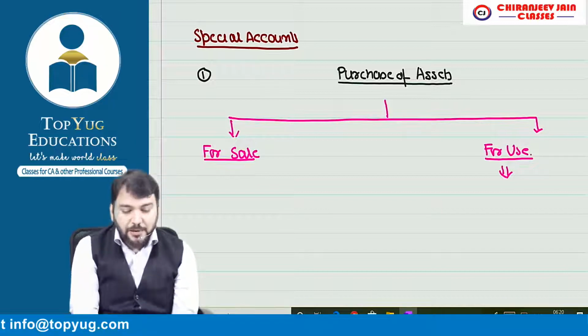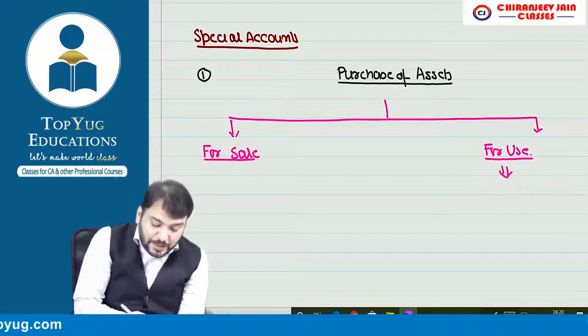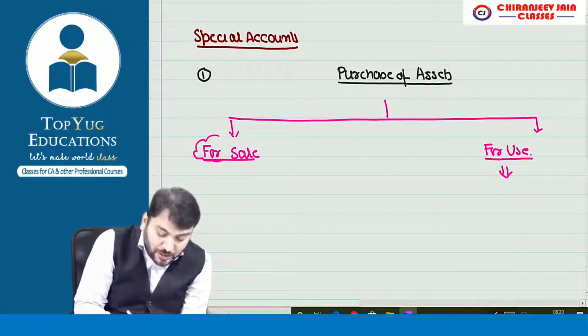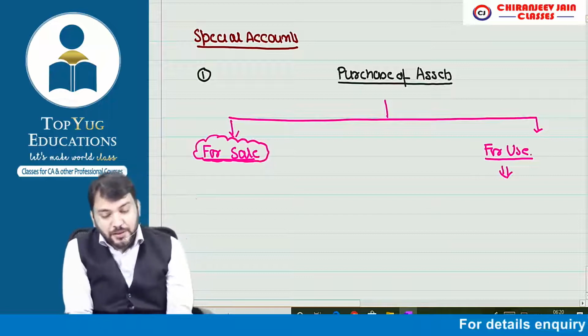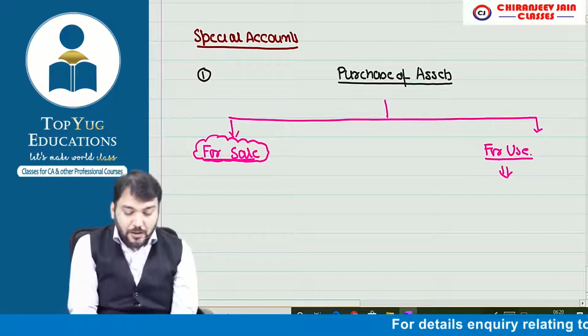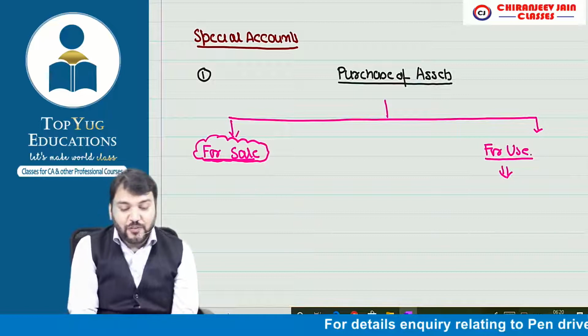Building, chair, table, land. Very good. Can you give me any example of any asset which you purchase for sale? Can you give me an example for any asset which you purchase for sale?